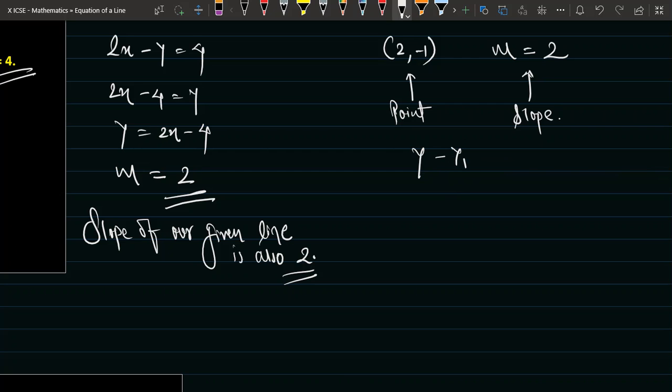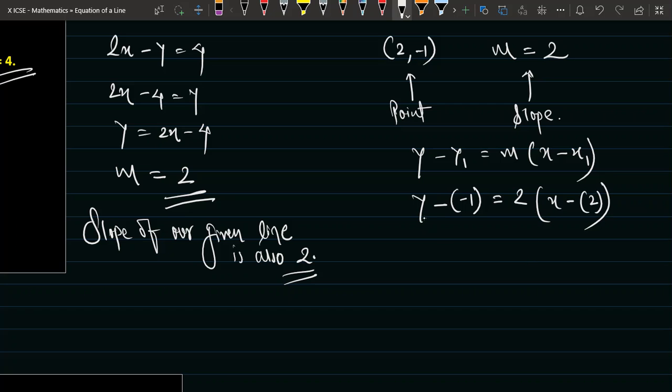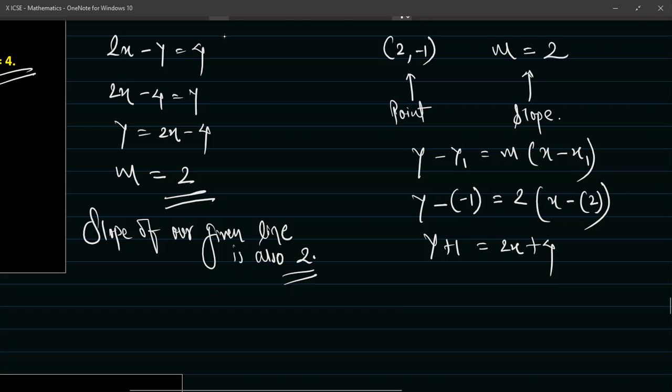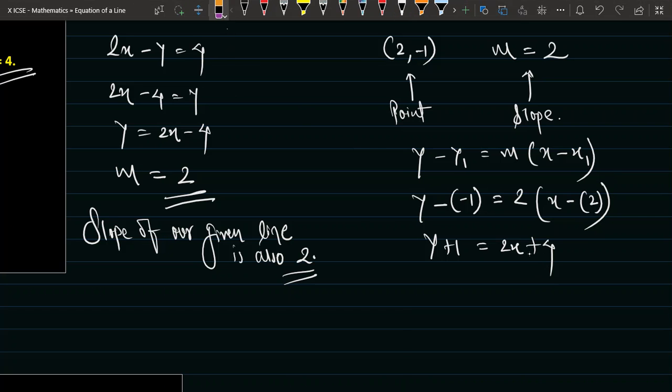So what is the slope point form? y minus y1 is equal to m bracket x minus x1. Isn't this the formula? Now tell me what is y1, minus 1, m is 2, bracket x minus what is x1? Correct? So this is y plus 1 is equal to 2x plus 4. Oh, sorry, minus 4.